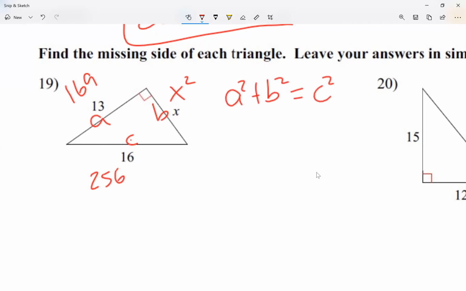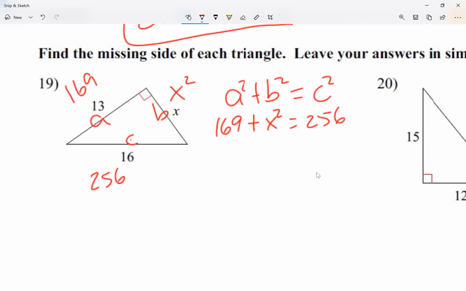Hopefully you did ask, as I mentioned in my lecture, a person in construction about the 3-4-5 rule. And then you told them that they're working with the Pythagorean theorem. Hopefully you did that. So, okay, we have A squared plus B squared equals C squared. So I have 169 plus X squared is equal to 256.